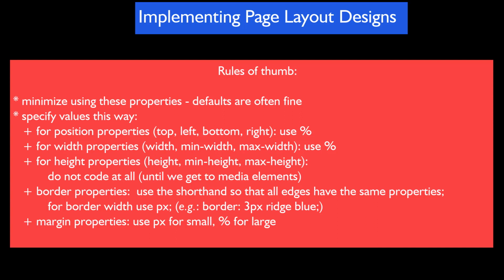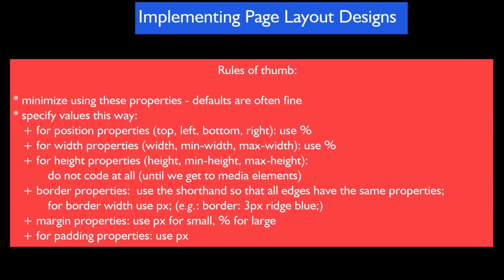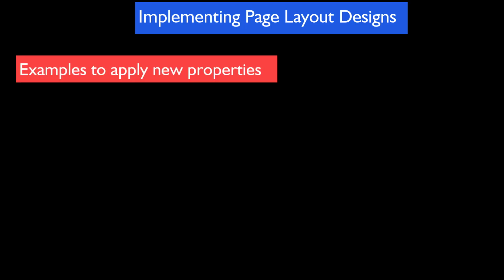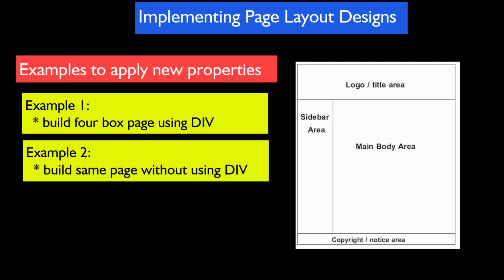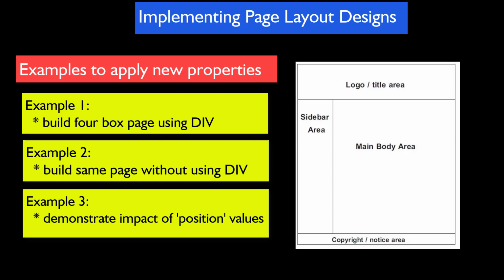For margin properties, use pixels for small numbers, percentage for large amounts. And for padding properties, use pixels. For the rest of this video, we build examples to demonstrate how you might apply all this information. Example 1 will be using div to build the 4-box page we set as a goal. Example 2 will build the same page without using div. And example 3 will demonstrate the impact of various values of the position property.